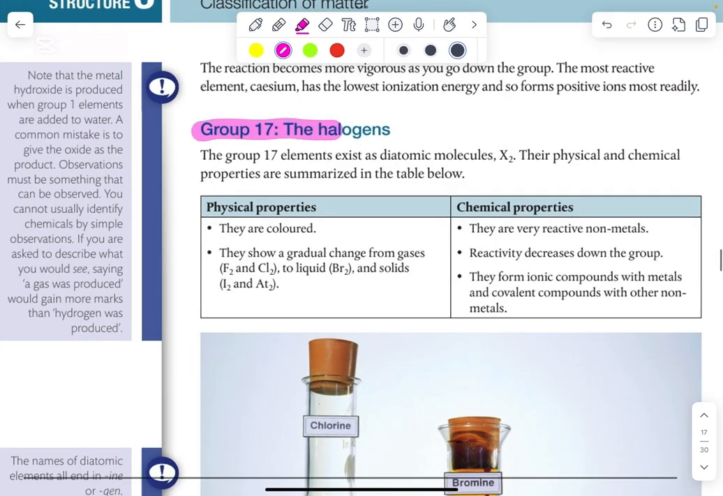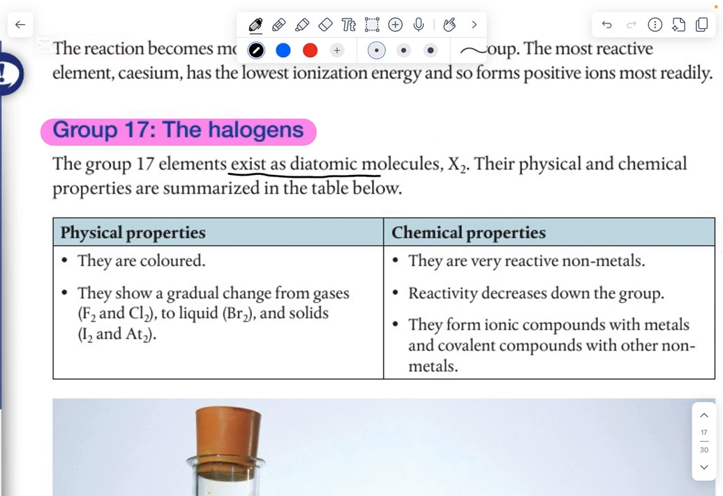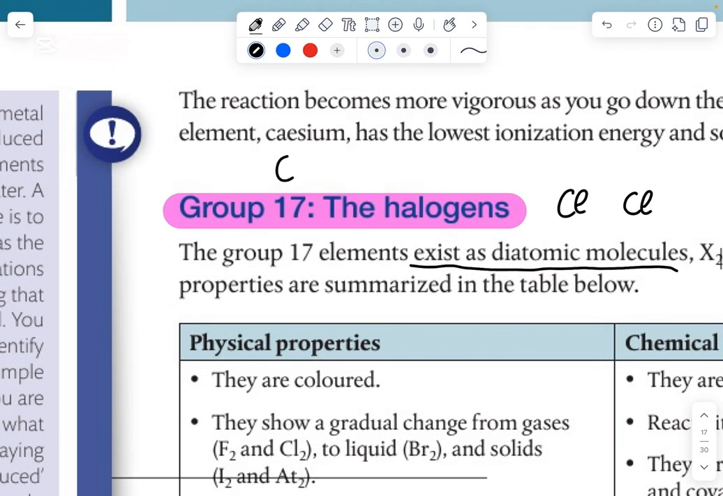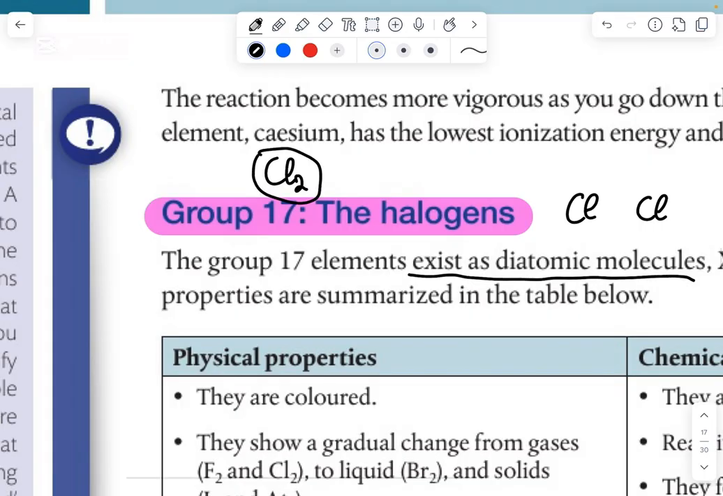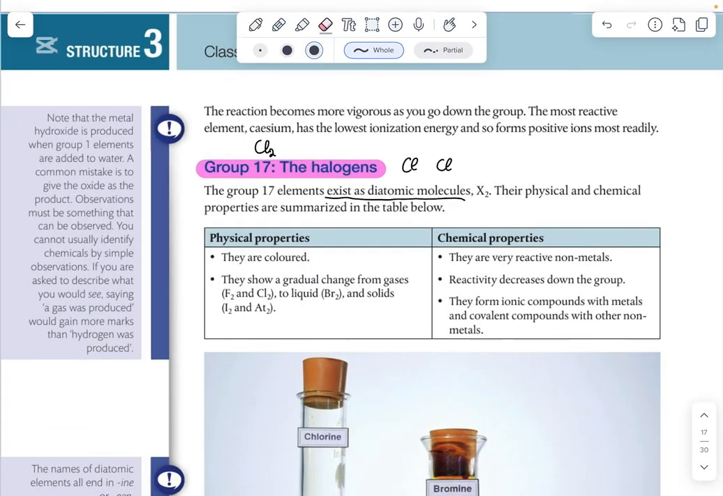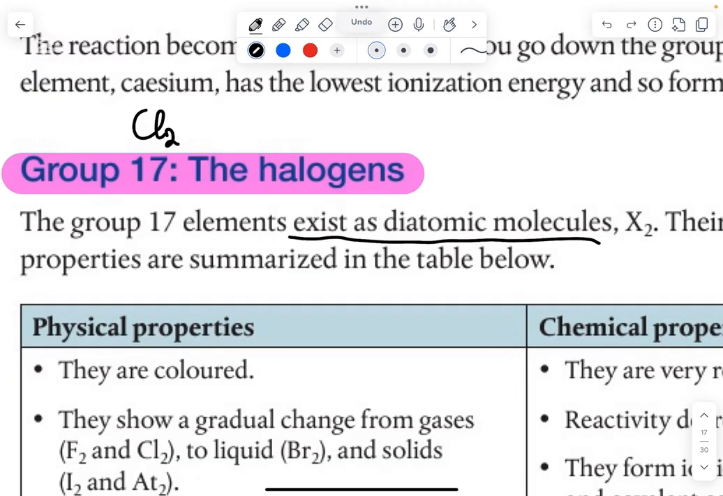Group 17, the halogens. So the halogens generally exist as diatomic molecules. Why is that? Let's give an example. Chlorine. As you probably know, chlorine only exists as Cl2, never as Cl in nature. This is because of its... You will learn about this in more detail when you learn about the covalent bond and the Lewis model. But for now, just know that these halogens always exist as diatomic molecules.